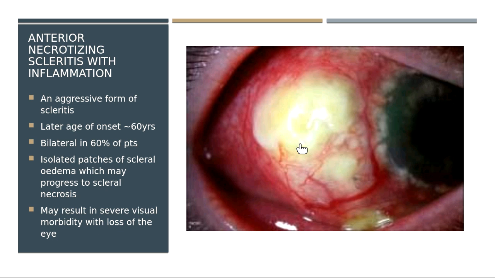and you have isolated areas of scleral edema, and this looks like scleral necrosis, and you can see an area of edema necrosis here with generalized inflammation. Okay, and it can result in severe visual morbidity, even with loss of the eye. So this necrosed area can perforate.